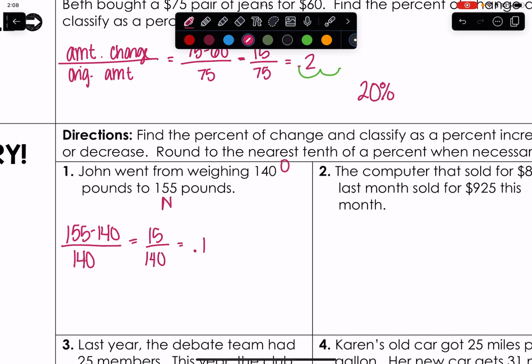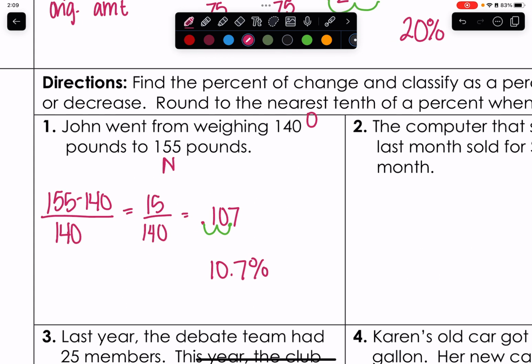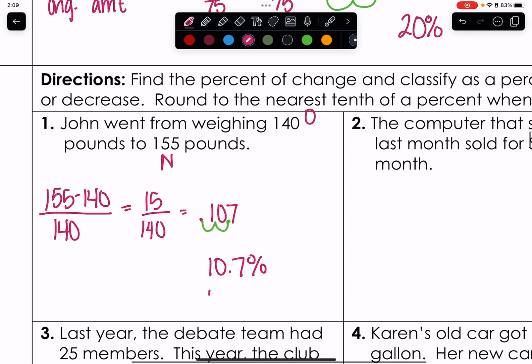So we have 0.107. I'm just going to keep 3 decimals. Okay, so I'll round to 3. And so then I can convert. We can move it 2 places. So I'm at 10.7%. Okay, 10.7%. And would this be an increase or a decrease? Did we increase weight or decrease weight? An increase, right? I went from 140 to 155.